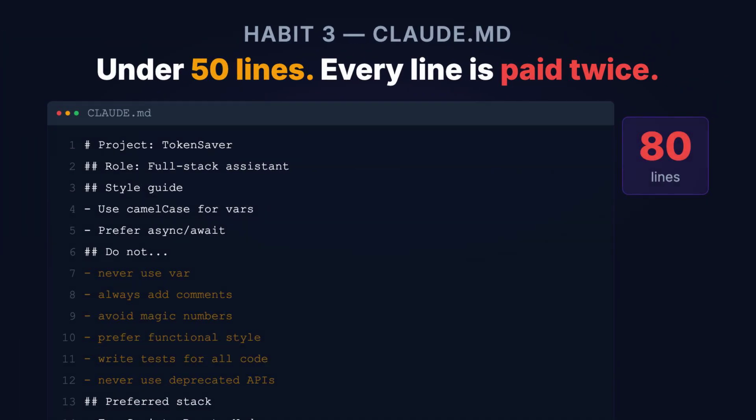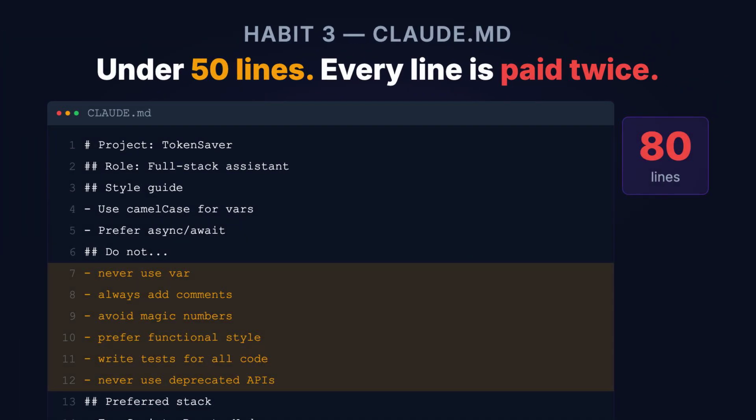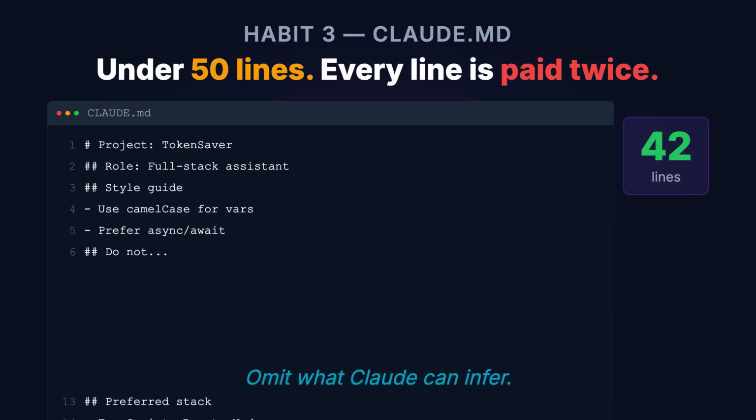Habit 3. Keep your claude.md file lean. This file is reread in every single context window. Keep it under 50 lines. Include only information Claude can't infer on its own. Every extra line costs you, every single time.